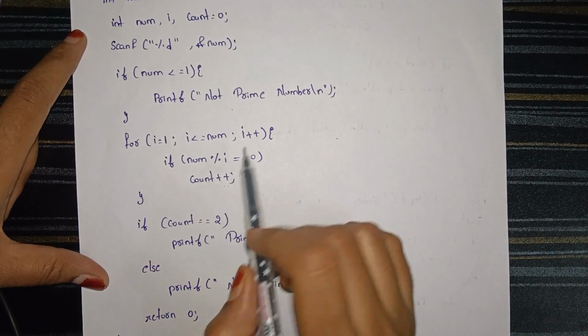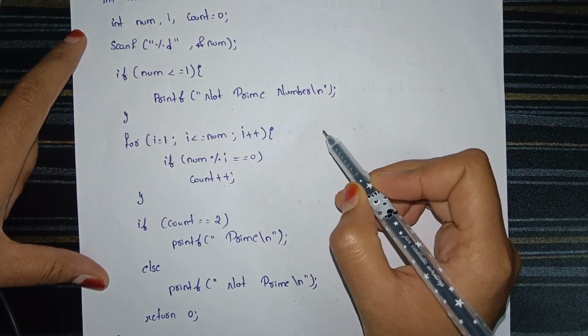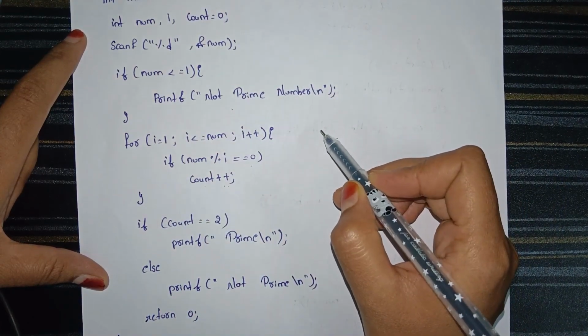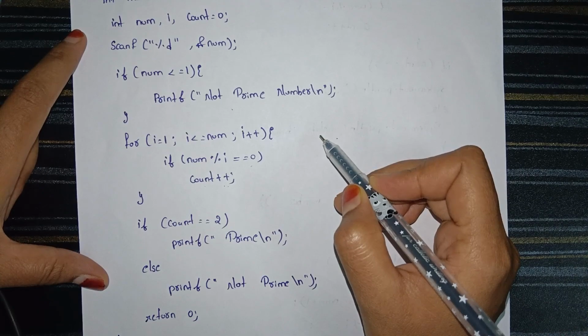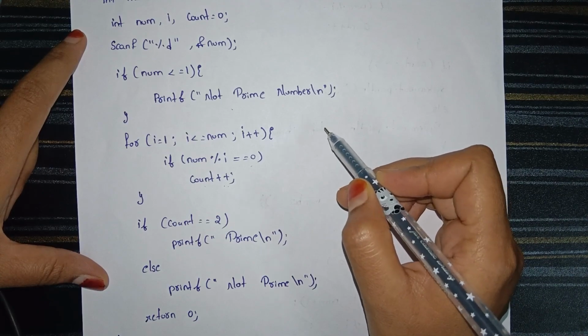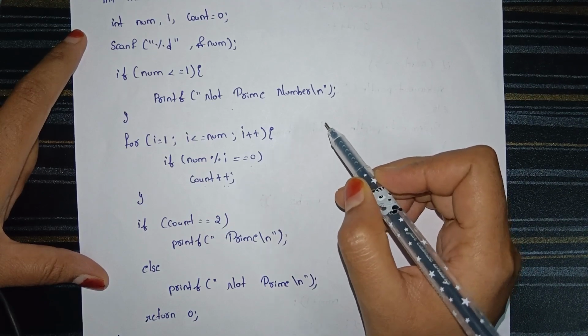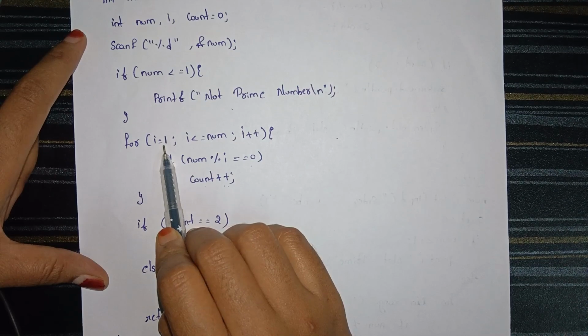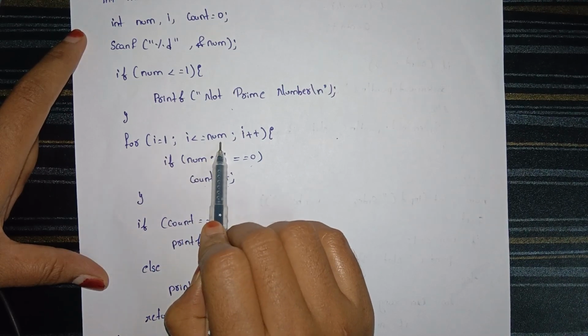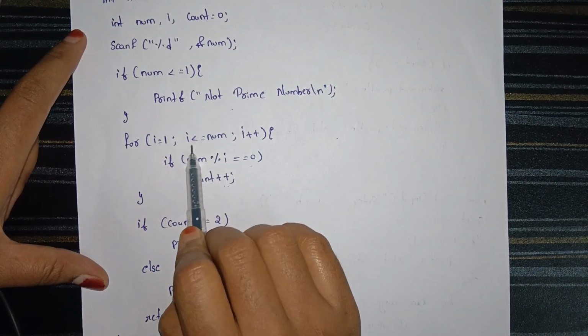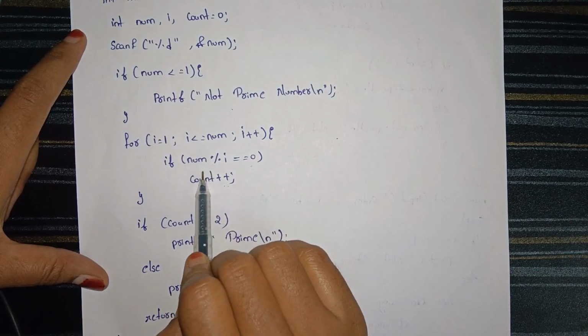First thing we know is a prime number means it is divisible by 1 and it is divisible by itself. So how many times will it be divided? 2 times. First we will start with i = 1. i less than or equal to num means i less than or equal to 7. 1 is less than or equal to 7, so it will enter the loop.